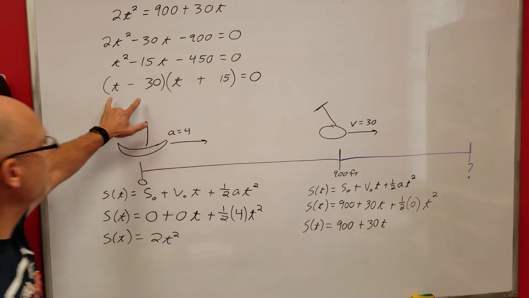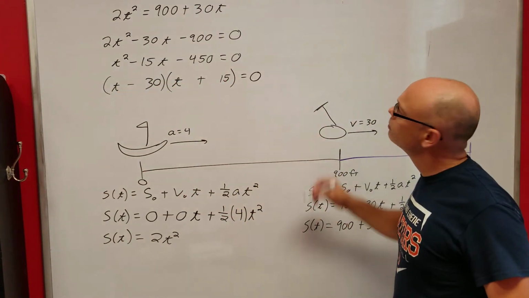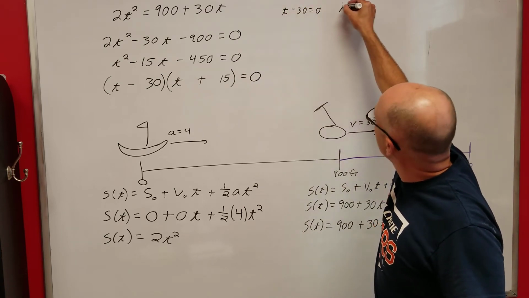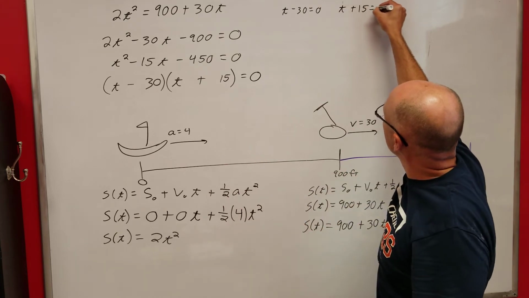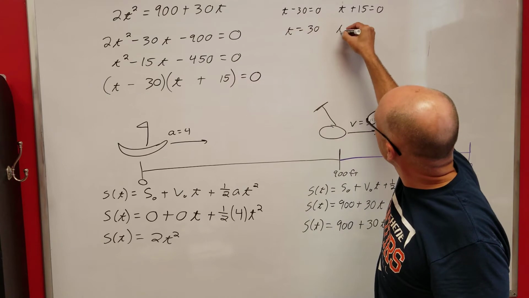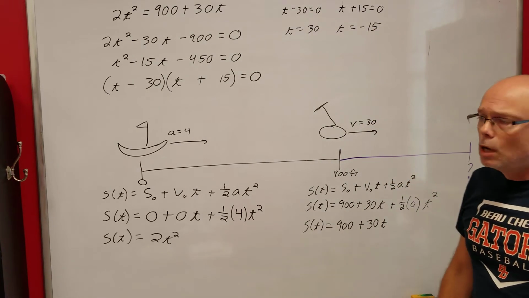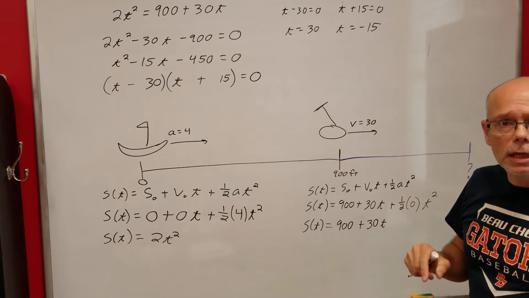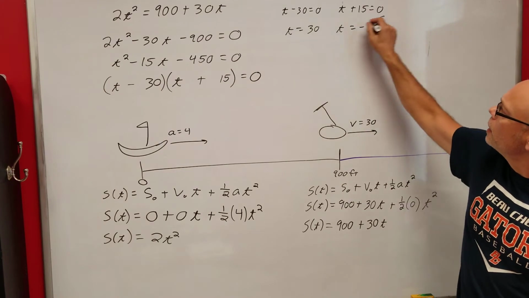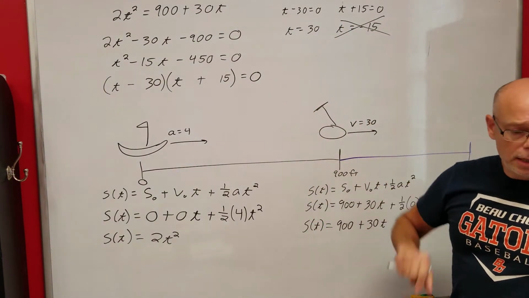So now take each one of these factors and set them each equal to 0. So t minus 30 is equal to 0. Also, t plus 15 is equal to 0. So t is equal to 30, and t is equal to negative 15, okay? Now, what is t? t is the time it takes for the boat to catch the jet ski. So negative 15 doesn't make sense in the context of this problem, but 30 does.